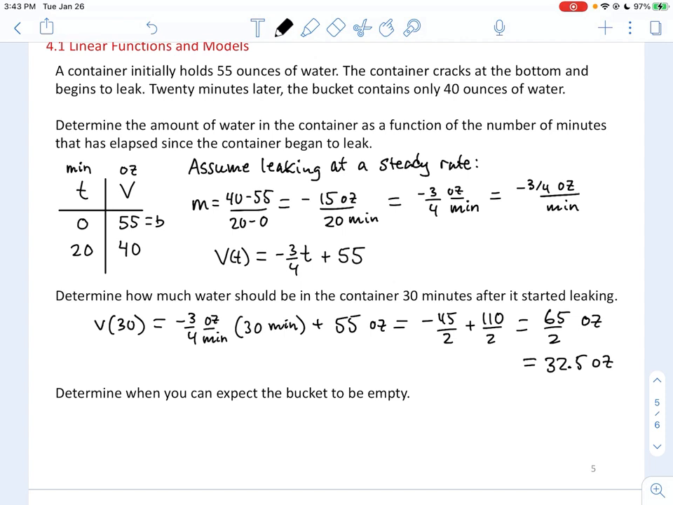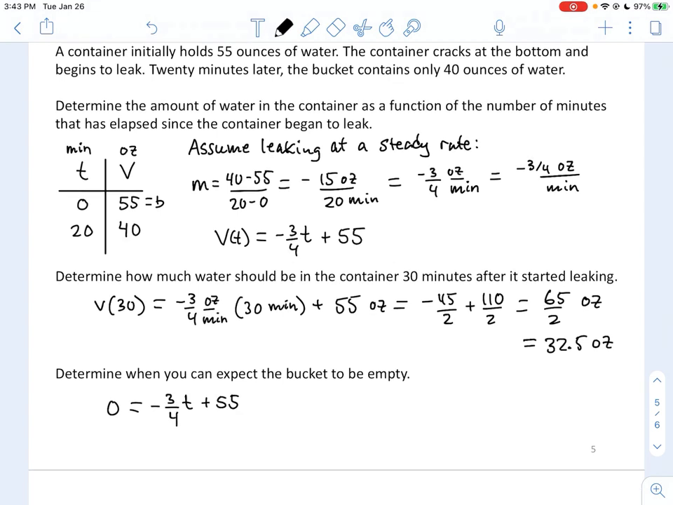Determine when you can expect the bucket to be empty. So if the water keeps leaking, at what point will volume be 0? So we want v to be 0, we want to find out what the time is. You change the volume function to 0, and you solve for t. So I'm going to add 3/4 t to the other side, so we get 3/4 of t is equal to 55, and then multiply both sides by 4/3. Multiply 55 by 4/3, multiply 55 by 4, 220 thirds, and this is in minutes.